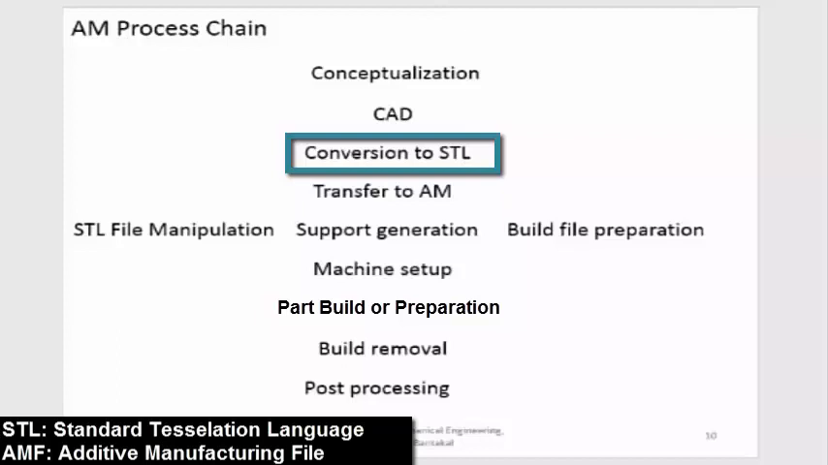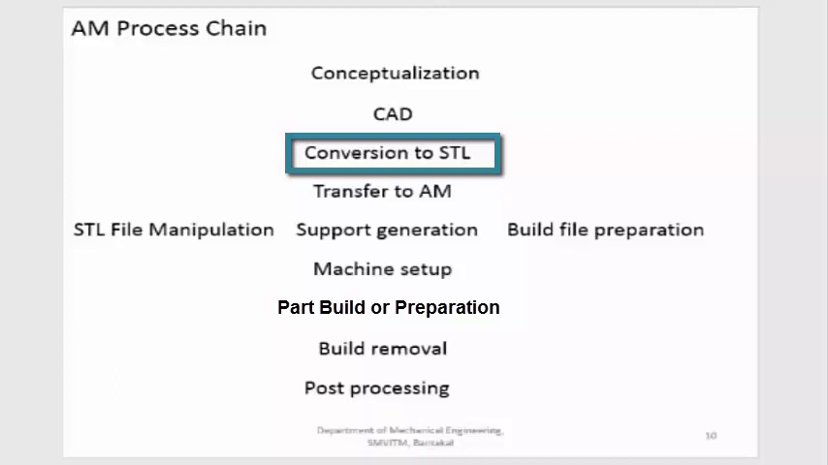So nowadays there is another industry standard, that is AMF. The file name will be .amf, that is additive manufacturing file. So STL file will not have information regarding the material, but AMF file will have information regarding the material also. That is the new standard for additive manufacturing.